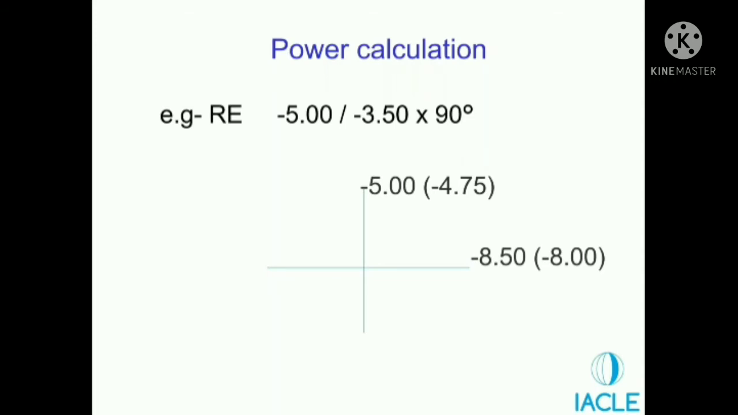So we have -5 in the vertical meridian, 8.5 in the horizontal meridian, and as you could recall what we discussed some time back, we have to take vertex correction in each meridian. So -5 becomes 4.75, 8.5 becomes around 8 diopter. So putting it back to spherocylinder, it will be -4.75 with -3.25, axis 90. I hope you understood the power calculation here.